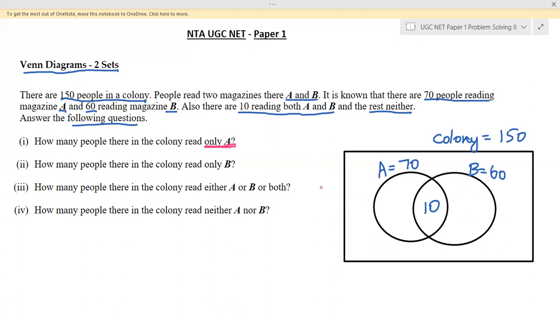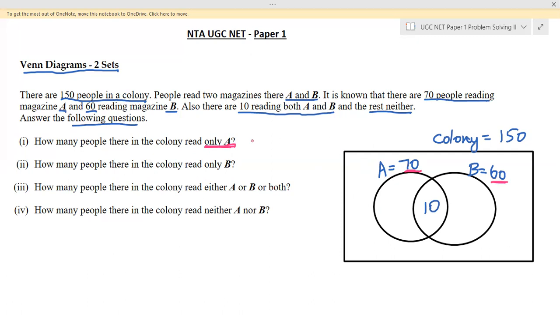But for that, we'll again get into some better understanding of what is given in this Venn diagram. We know that there are 70 people reading magazine A. And what I mean by this 70? This 70 is actually inclusive of this 10 also. Similarly, there are 60 people reading magazine B. The 60 is also inclusive of this 10. So the 70 doesn't mean that these people are reading only A and they are not reading B. It is not like that. The 70 people are those who are totally reading A.